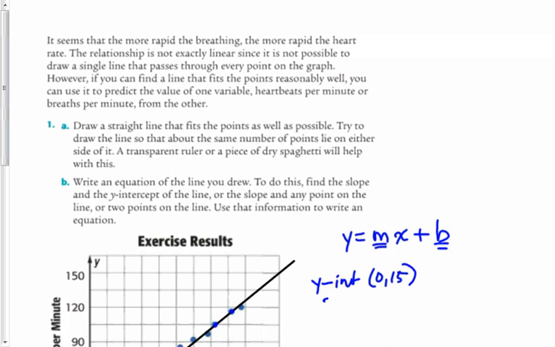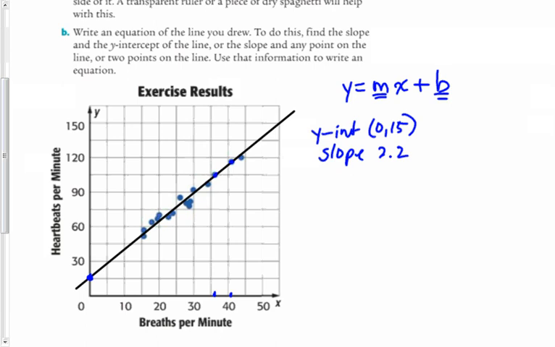So we can write that. My slope is 2.2. And now I can write an equation. The equation is y, which is my heartbeats per minute, is equal to 2.2 times x plus my y-intercept, which is about 15. Now, the way I did that wasn't super accurate, and we can improve our accuracy by doing certain things, and I'll talk a little bit about that.